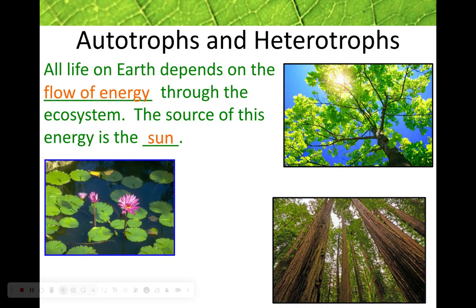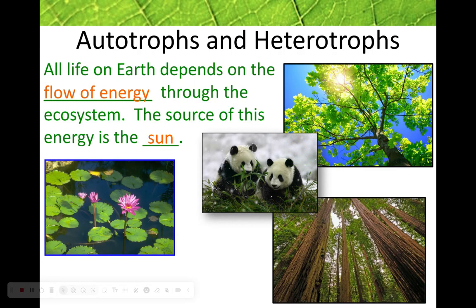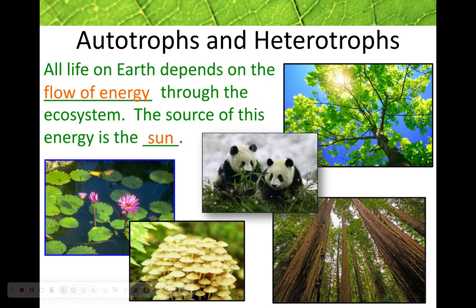We can divide all living things into two main categories. Whether it's an autotroph like lily pads, trees, Venus flytraps, weeds, grass, you name it, or whether it's a heterotroph, an organism that consumes other organisms to make its own energy.